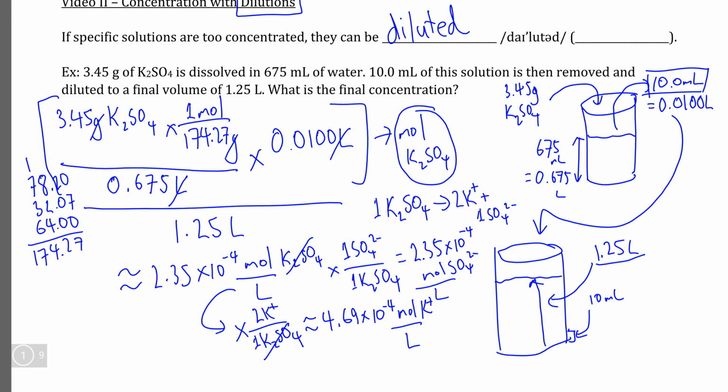And then if we take this number of moles and add it to a solution that has a final volume of 1.25 liters, all that we need to do is take this moles of K2SO4 that we removed and divide by our final volume in order to get our diluted concentration, which is what we see here.